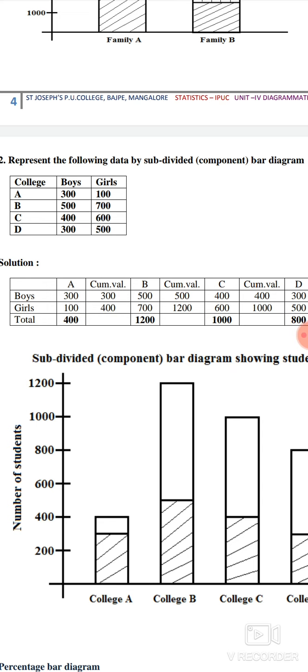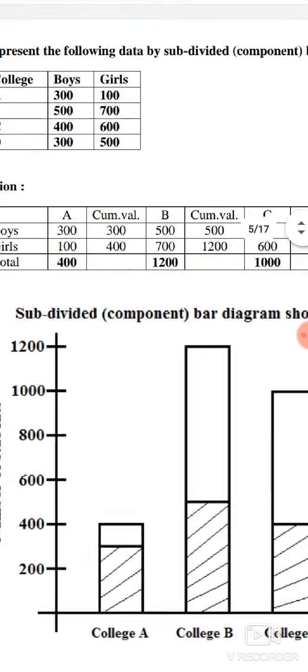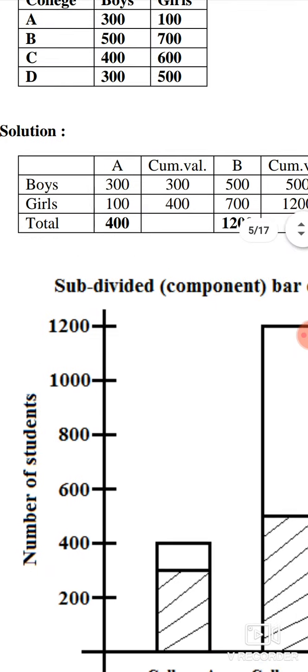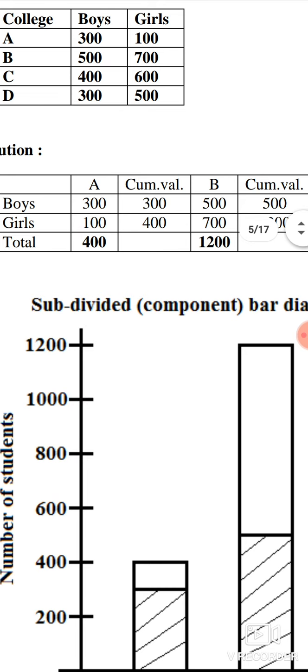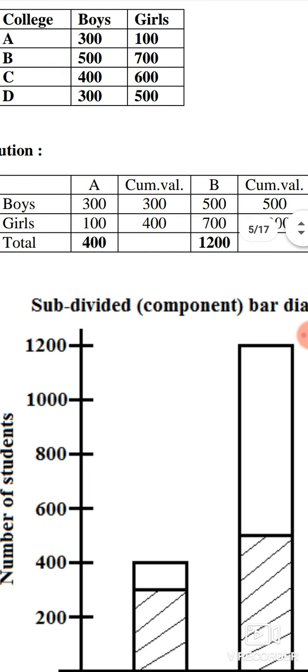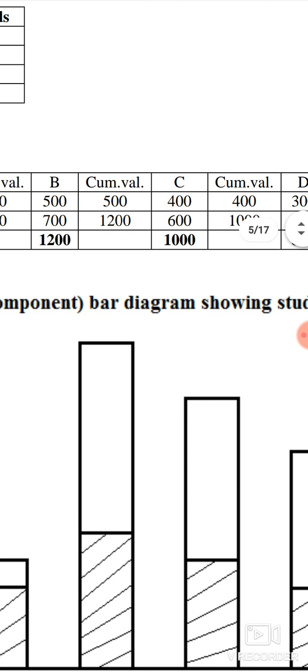And when you take the total, we will get 400. Then take the cumulative value. How to find out the cumulative value? Write down the first value as it is, 300. Then add 300 plus 100, we will get 400. And in the same way for college B, boys strength 500, girls strength 700. Then for cumulative value, write down 500 as it is, then add 500 to 700, we will get 1200.